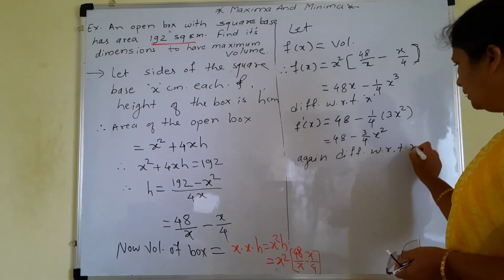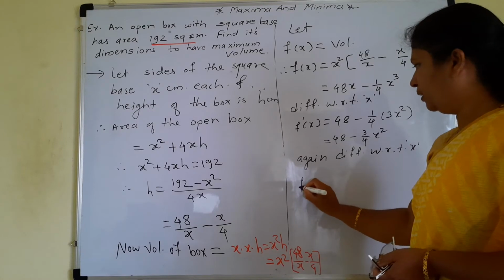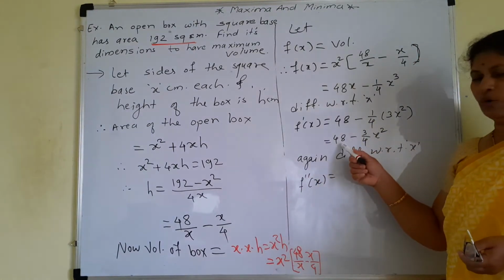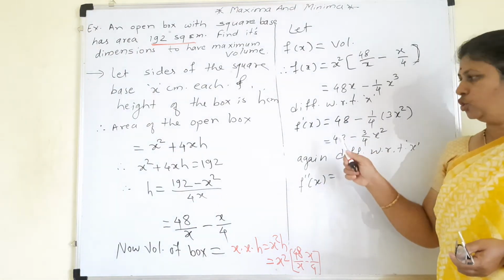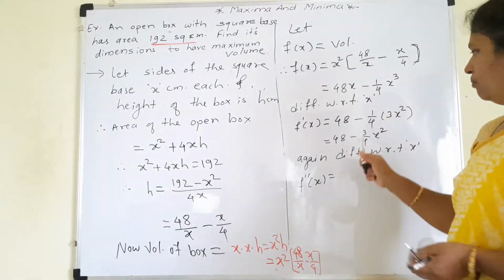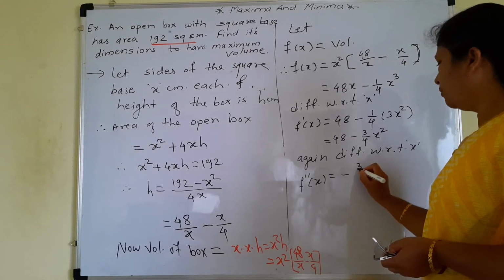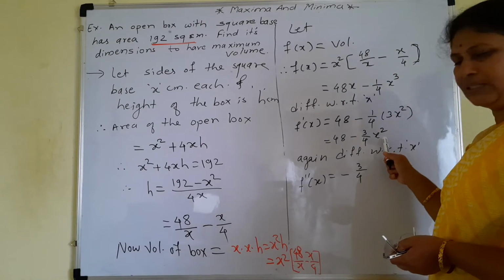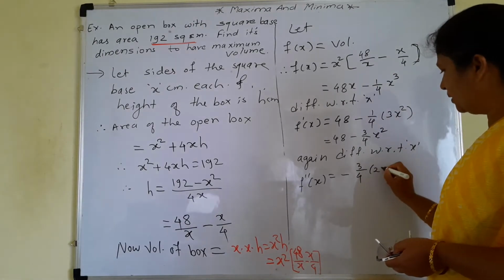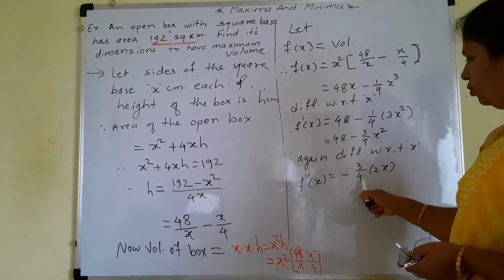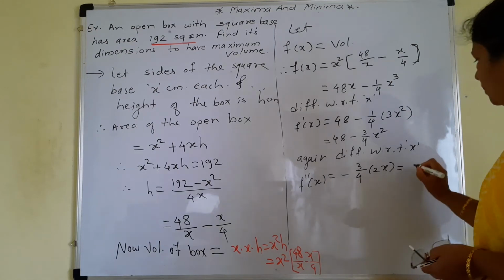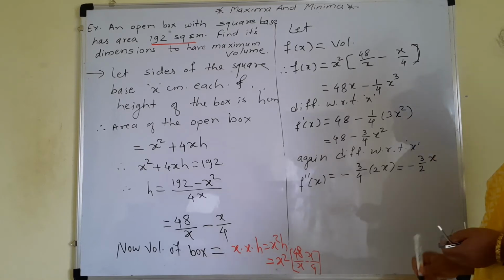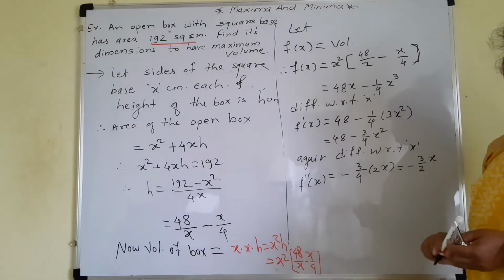What will you get? f double dash of x is equal to, now 48 is constant so its derivative is 0, minus 3 by 4 times the derivative of x square, which is 2x. The 2 and 4 get reduced, and this will be minus 3 by 2 times x. This is our f double dash of x.